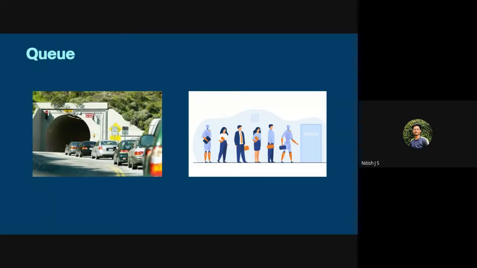And for priority queue, you can imagine the same example of a single lane, single way tunnel. But what will happen if an ambulance comes? Obviously, all the vehicles will make way so that the ambulance goes first, right? So that is what a priority queue is. Higher priority elements will be given preference and they will exit the queue first.